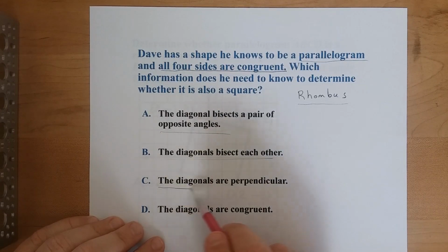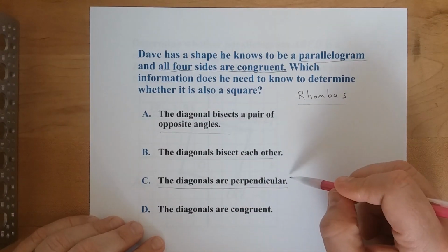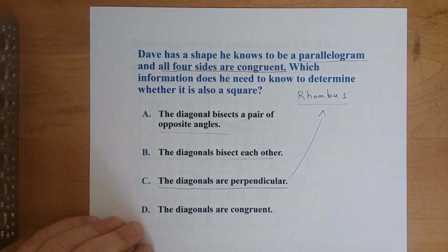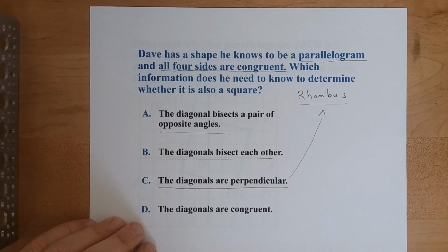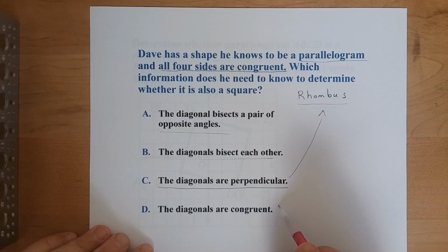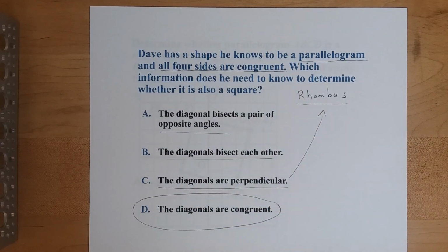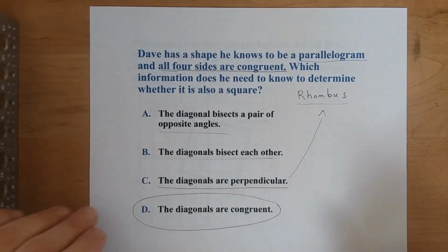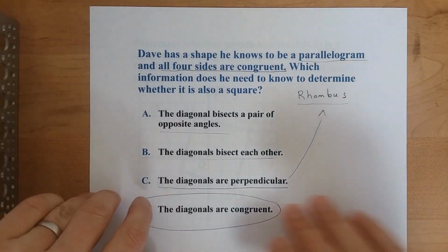If we knew the diagonals were perpendicular, well, that is true for all rhombuses. Again, it just confirms that it's a rhombus. But only if that rhombus is also a rectangle will the diagonals be congruent. So that's what he would need to know to confirm that his rhombus is in fact a square.